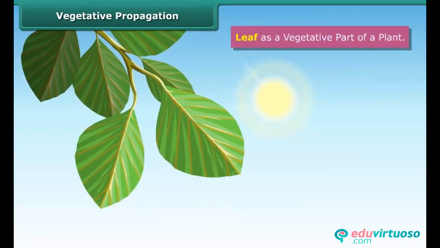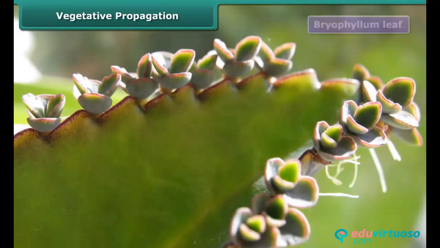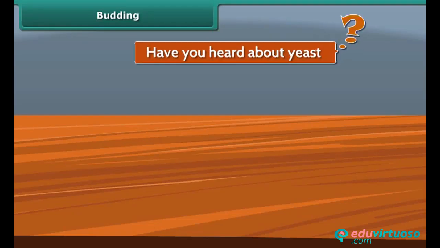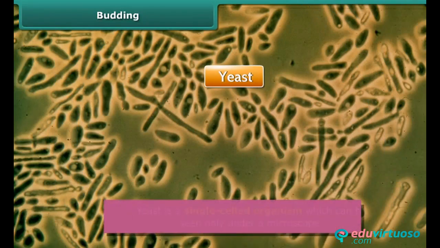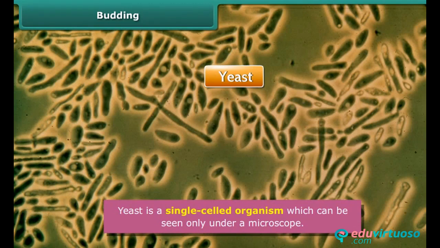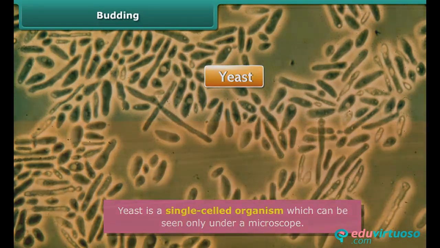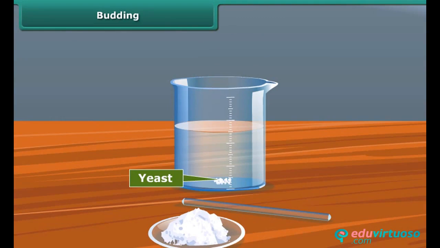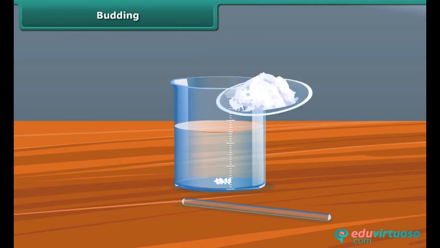Leaf as a vegetative part of a plant. In plants like Bryophyllum, leaf is the vegetative structure that helps in vegetative propagation of a plant. Many small buds arising at the margins of the leaves under suitable conditions form new plants. Budding. Children, have you heard about yeast? It is a single-celled organism which can be seen only under a microscope. Let us see how they grow and multiply. Take a pinch of yeast powder and place it in a beaker with some water. Add some sugar and swirl to dissolve it.